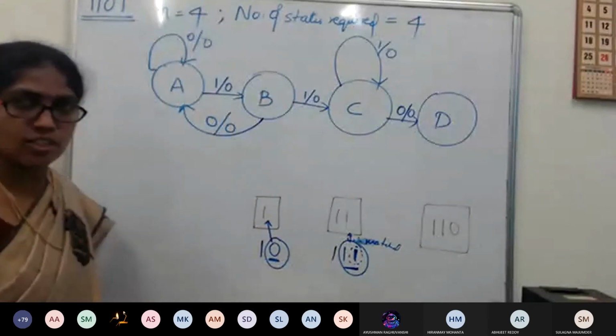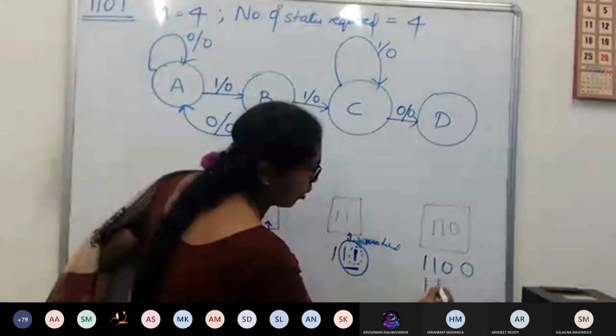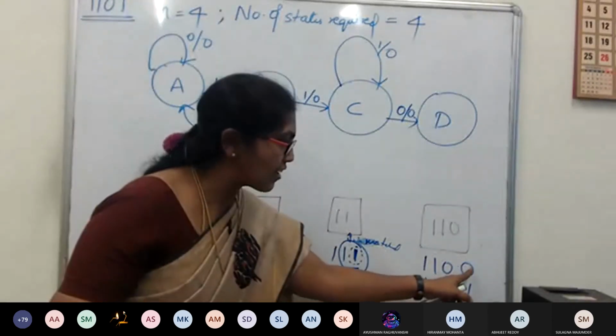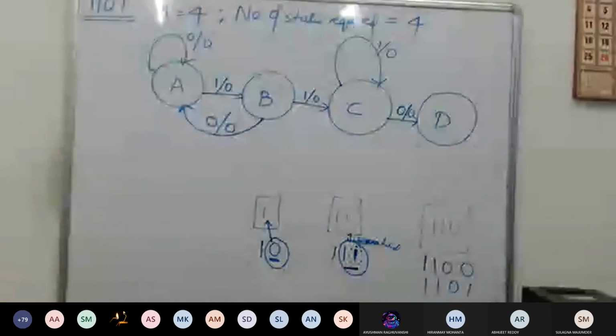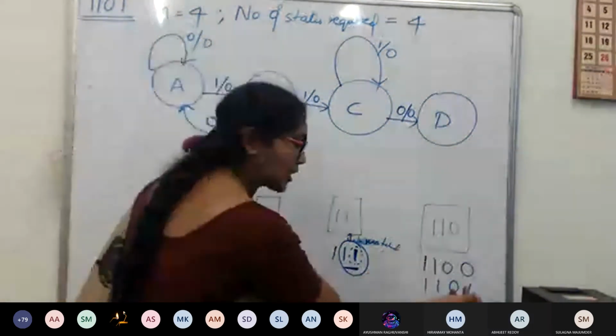Now, hold on. We are in the last stage. The last stage is 1, 1, 0, 0. I have only 2 options, because 1, 1, 0 is already there. Either I will get 0 or 1. That's what is with D. Isn't it? Is that correct? Yes, ma'am. Either 0 comes or 1 comes.